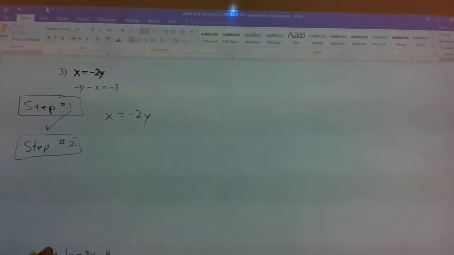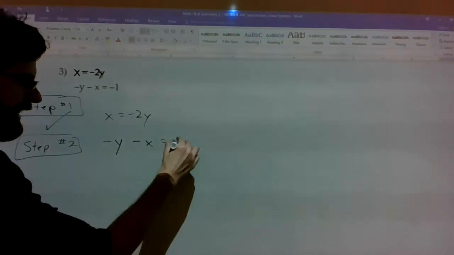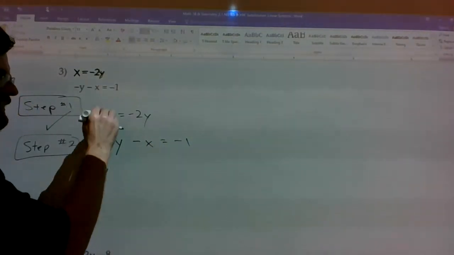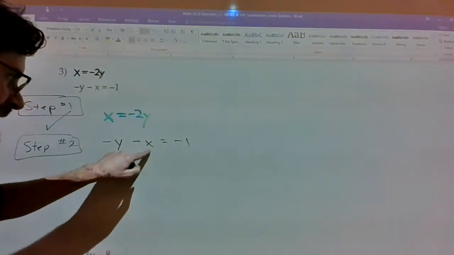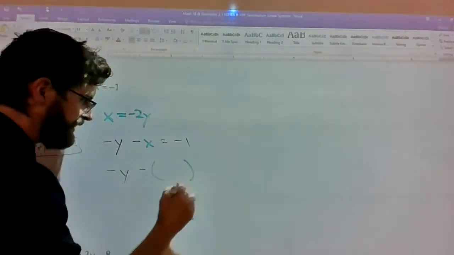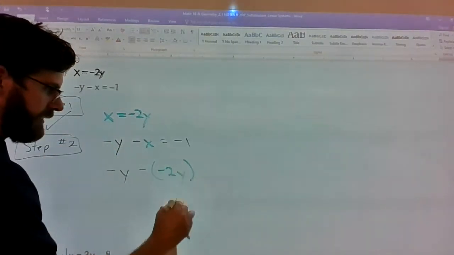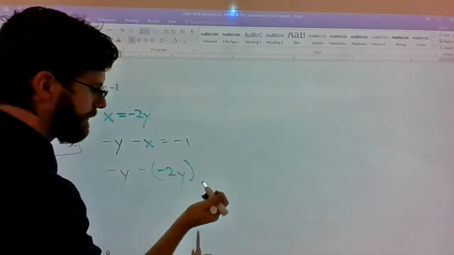Step 2, I'm plugging into the second equation. My second equation is negative y minus x equals negative 1. I'm taking the x value of negative 2y, and I'm replacing this x right here with negative 2y. So it's negative y minus parentheses negative 2y. X is replaced with negative 2y.